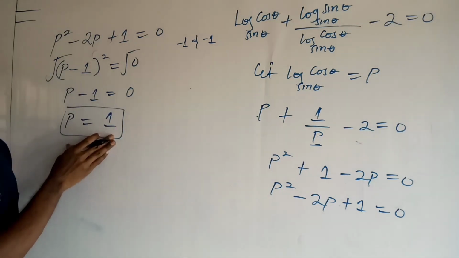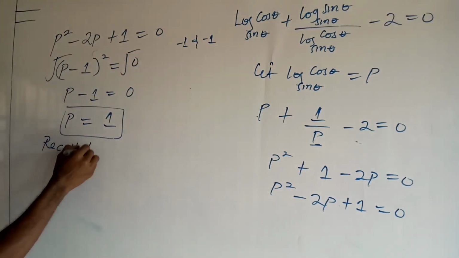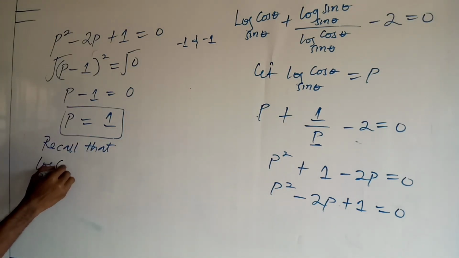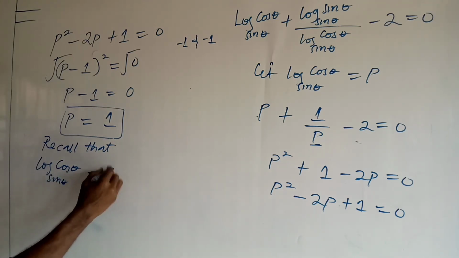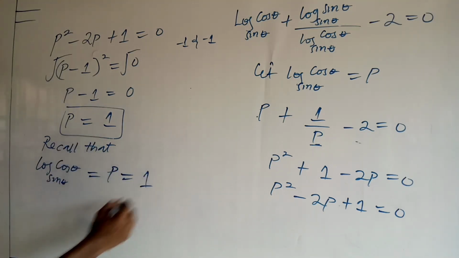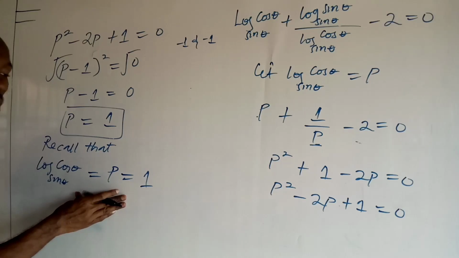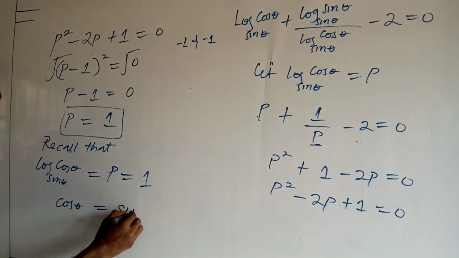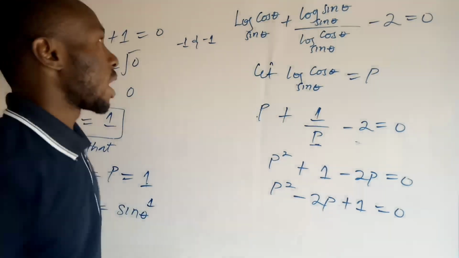P is positive right now. But you recall this statement: log cos theta base sine theta is equal to p, and now the p is just 1. So from this point, you transform this logarithmic equation to an exponential equation. So you have cos theta is equal to sine theta to the power 1. I hope we are moving.